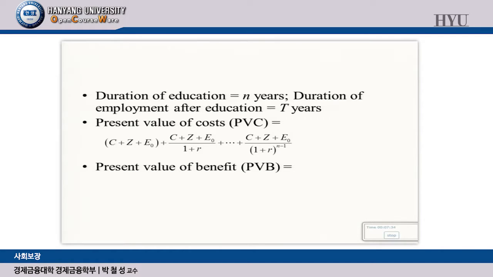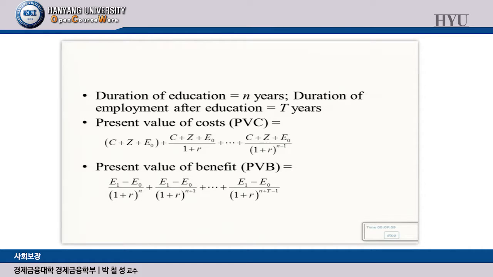The present value of cost means that since you attend university, for example, for 4 years, you add up these costs, and you have to discount the future costs. So this is the present value of cost. You can think of it as how much money I pay in total to get a university education.